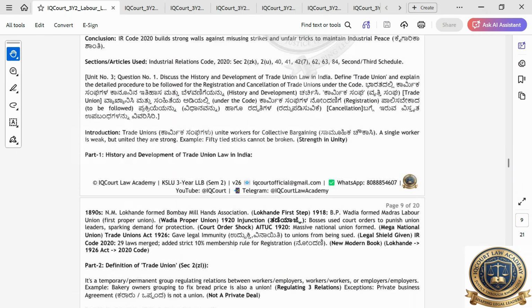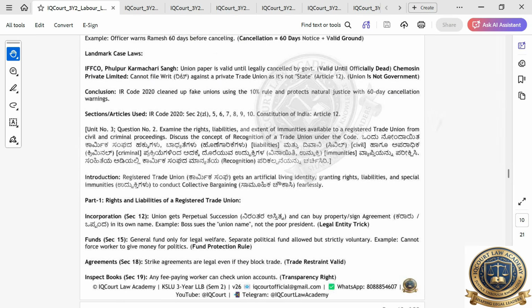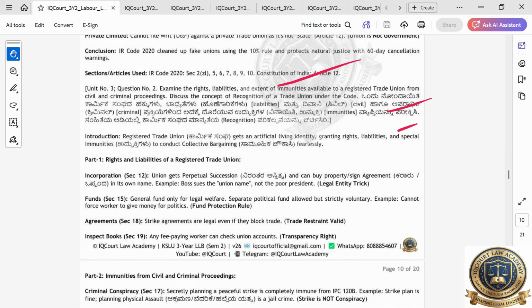In the third unit, we're providing: discuss the history and development of trade union law in India. Define trade union. Explain the detailed procedure to be followed for registration and cancellation. These are 200% important questions. We explained everything. You have to write all the sections. So let us go to the next question. Immunities: they have immunities, they have exceptions for trade unions. Define the exceptions. Immunity available to registered trade unions.